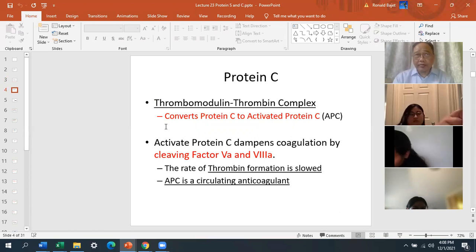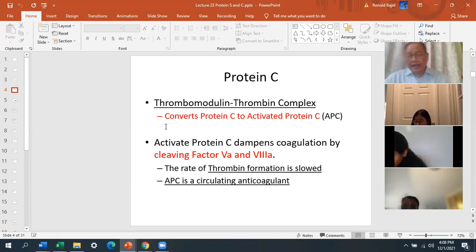So you know how you have your 12, 11, 9, 10? Remember those four numbers when you do your coagulation cascade. You start off 12, 11, 9, 10, and it converts to 12A, 11A, 9A, and 10A. Okay, the coagulation cascade, you should be very, very familiar with that. Well, anyway, this thrombomodulin thrombin complex will convert protein C to activated protein C, APC. Again, it still has anticoagulant capabilities.